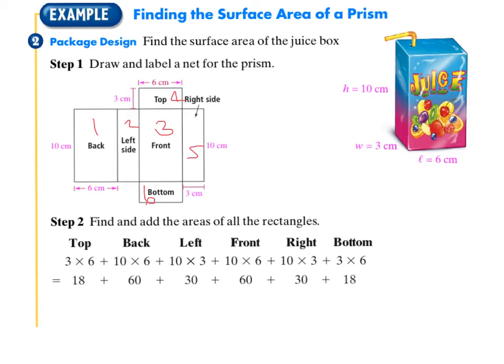So if we get those individual answers, it would be 18 plus 60 plus 30 plus 60 plus 30 plus 18. So that gives us a total of 216. So the surface area of the juice box is 216 square centimeters.